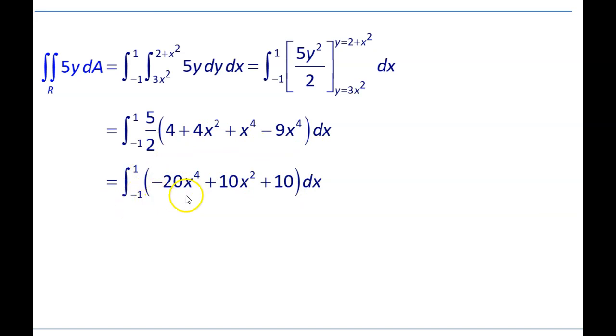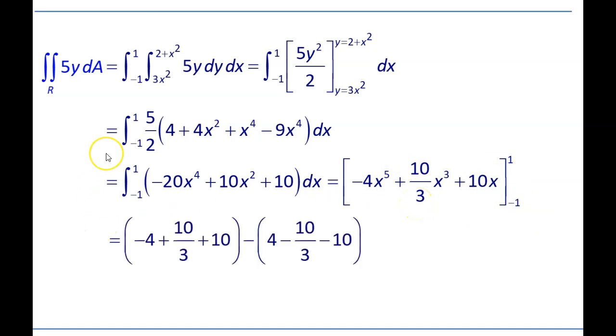All right, and then we integrate. What's the antiderivative of x to the fourth? X squared, and just a constant with respect to x. It is x to the fifth, x third over 3, and then 10x. Right? X to the fifth over 5, so we get a -4 there. And now we're just going to plug 1 in for all these x's. So -4, 10 thirds, and 10, and then minus when I put the -1 in. I get that, and then that simplifies to 56 thirds.